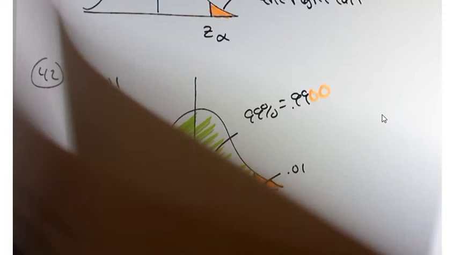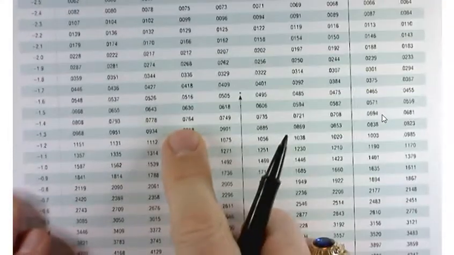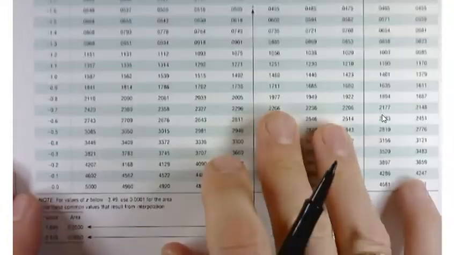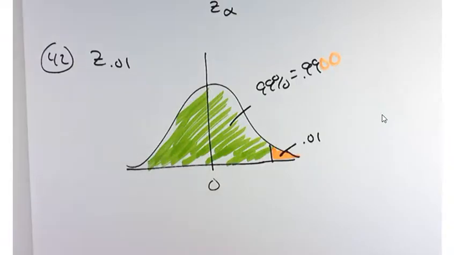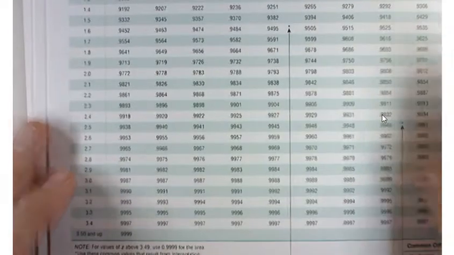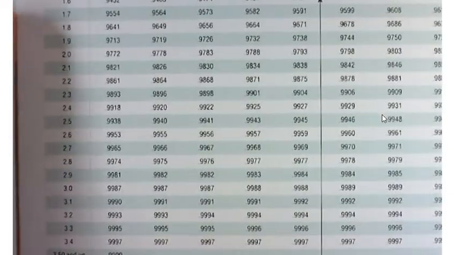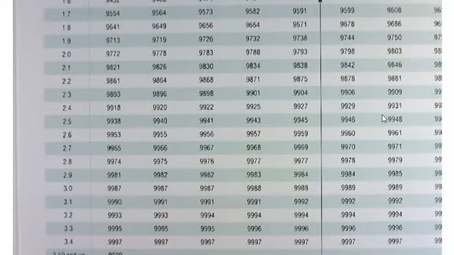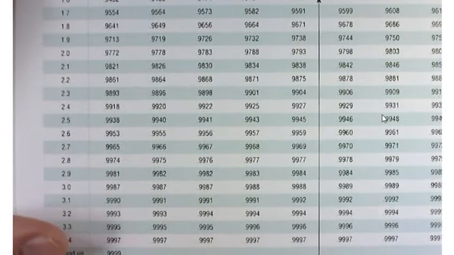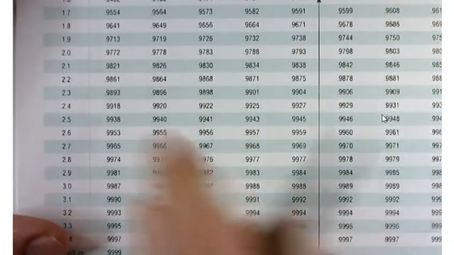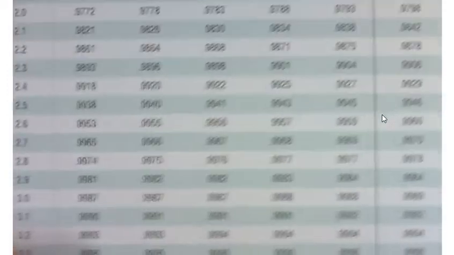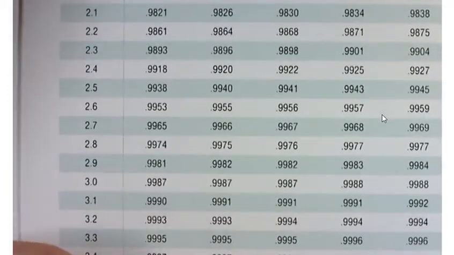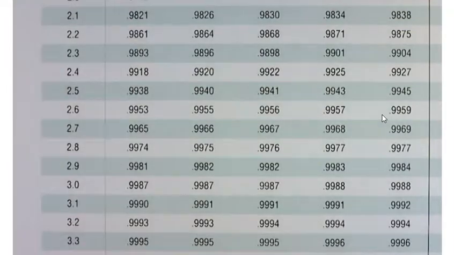So look in your table, and you want to find an area as close to 0.99 as possible. It would help if I had the positive z table. There we go. Now, I'm not going to ask you to interpolate. There's plenty of programs that can do that for us. But just find whatever's closest. 0.9900.